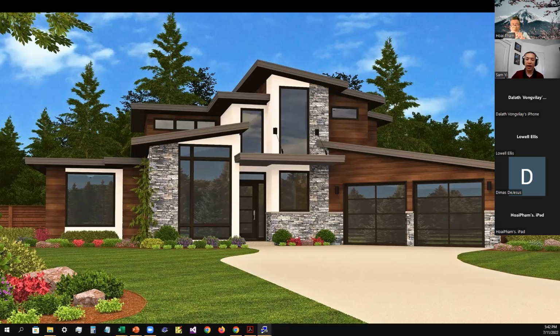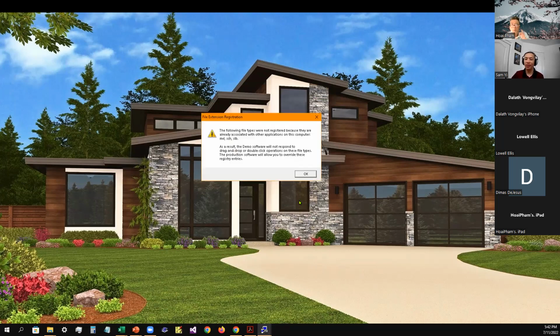Sorry, you can't see that. I have multiple screens on mine, and it keeps popping to the other screen.